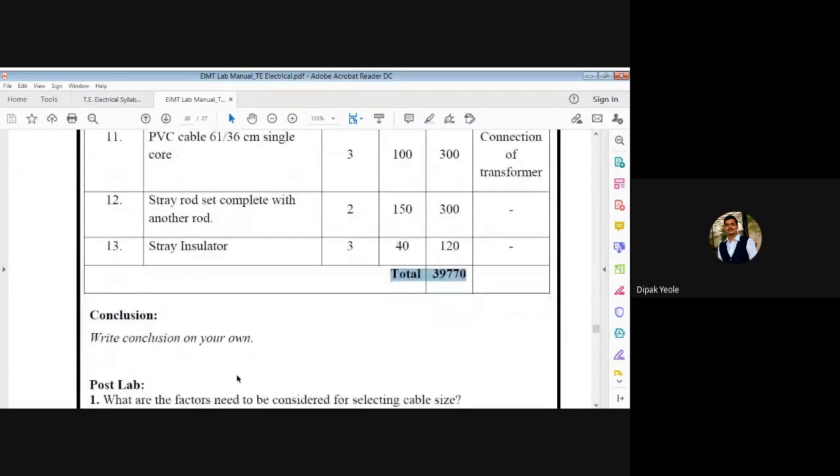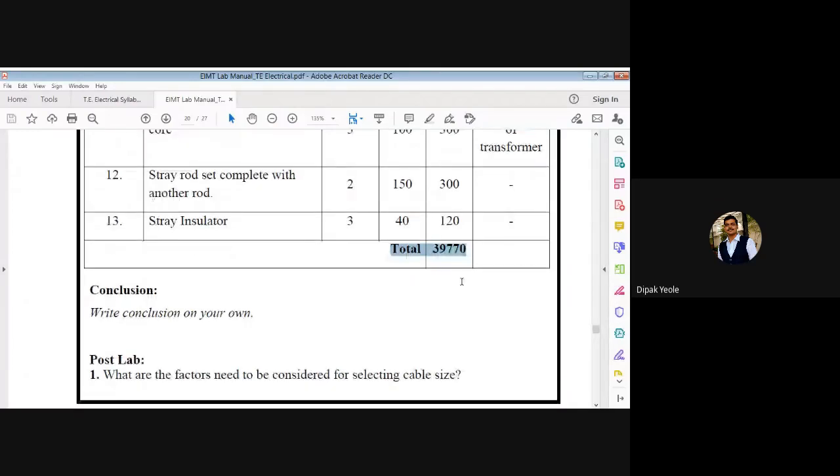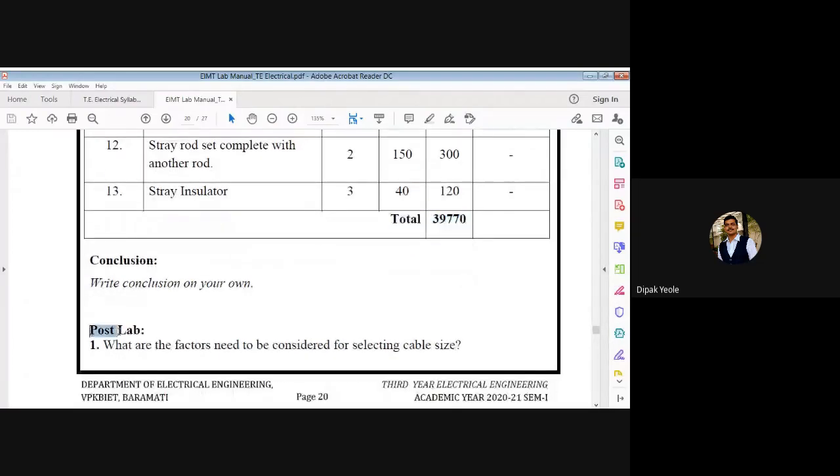So what is our conclusion? Our conclusion is that for estimation of the 11 kilovolt feeder and substation we need 39,770 rupees. So that is our conclusion. And the last question is a post-lab question. What are the factors to be considered for selecting cable size?